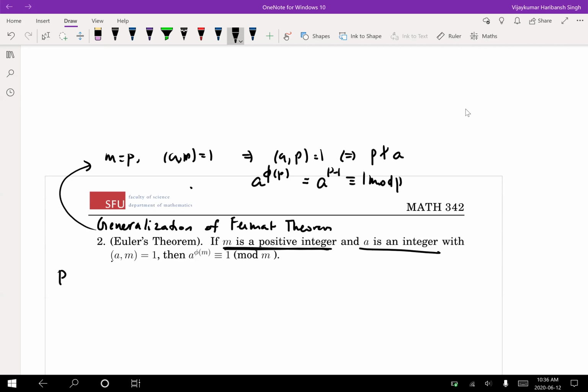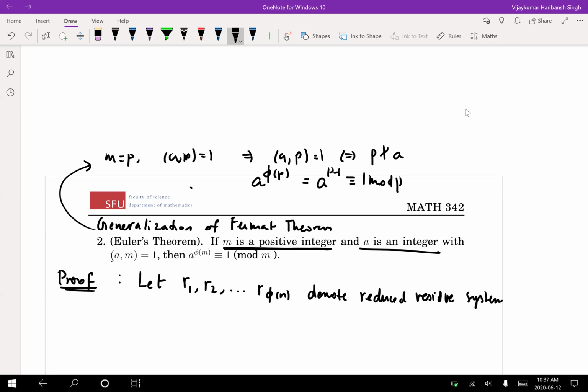Proof: let R1, R2, up to R phi of n denote a reduced residue system where the Ri's do not exceed n, right? We created one for any n.